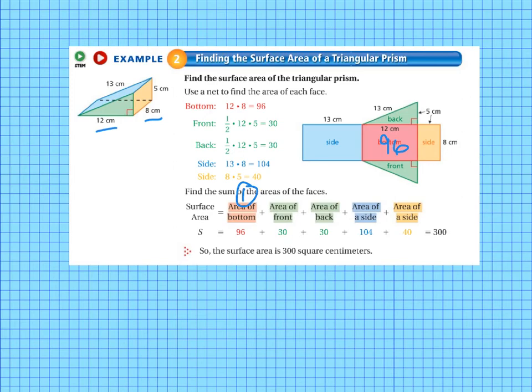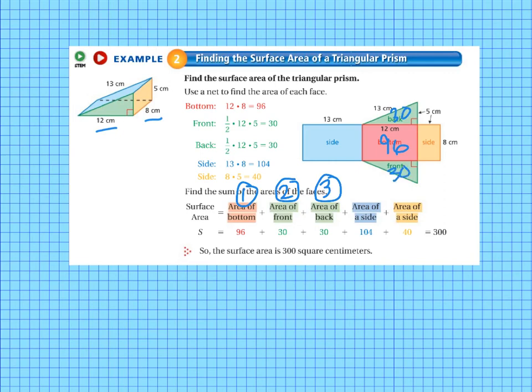And then the area of the front, we use our area of a triangle formula to figure that out. The triangle on the front, you can see the base of it is 12 and the height is 5. So that's 12 times 5, and then we have that multiplied by 1/2. So 12 times 5 is 60, divided by 2 is 30. So step 2 is figuring out the area of the front. Step 3 is the area of the back, which is also 30. So those are both 30.